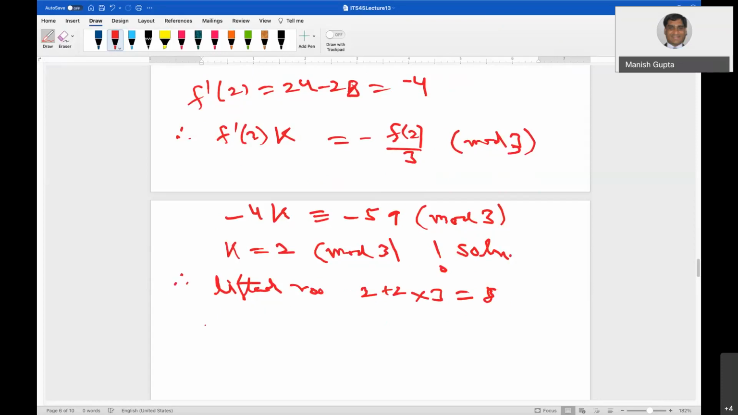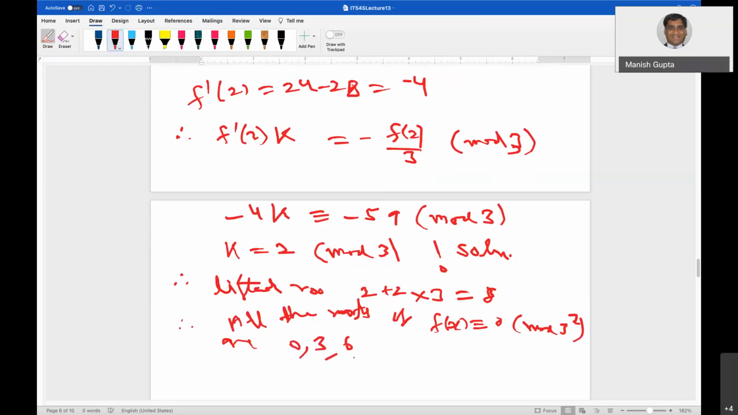So initially there were two roots, 0 and 2. 0 lifted to 0, 3 and 6, and 2 lifted to 8. Therefore, all the roots of f(x) congruent to 0 mod 3 square, 9, are 0, 3, 6, 8. Okay.